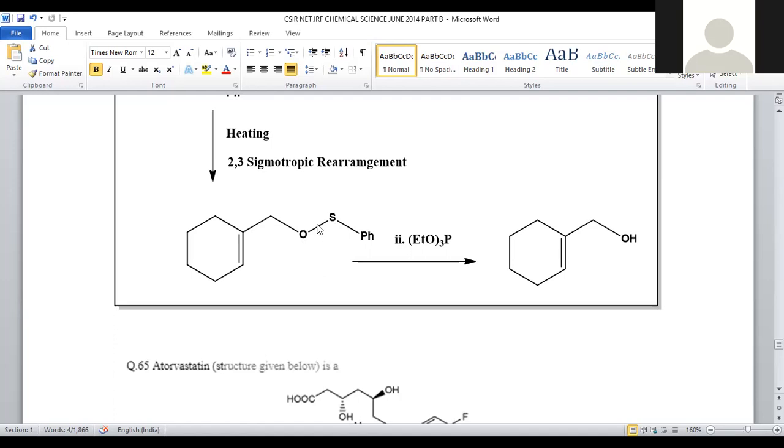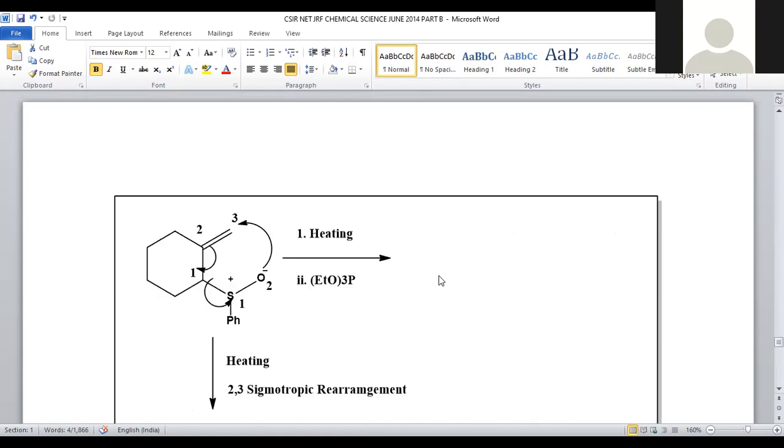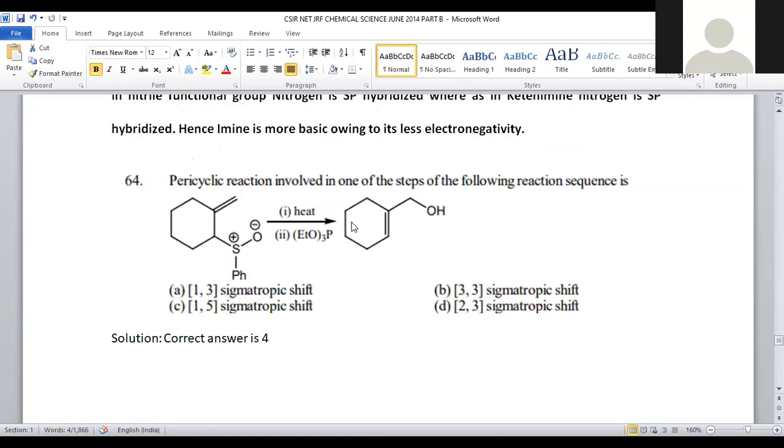So this bond becomes more labile for cleavage, and in the presence of this reagent the bond cleavage is possible and it is turned into an OH functional group, so that we get cyclohexene containing a CH2OH side chain. That is the final product already provided within the problem. The mechanism that proceeded here is 2,3 sigmatropic rearrangement, which is the correct answer. For question number 64, option number 4 is the correct answer.